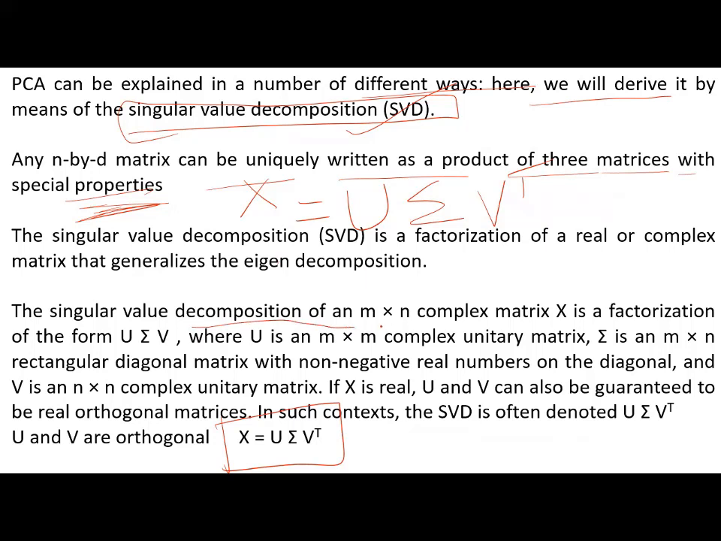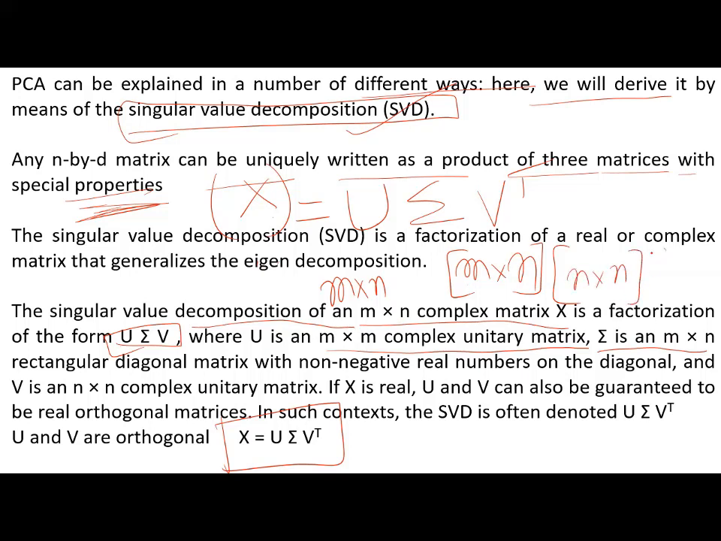See, the singular value decomposition of an m by n complex matrix X. It is factorized into U sigma V, where U is an m by m complex unitary matrix, sigma is an m by n matrix, and V is an n by n complex matrix.